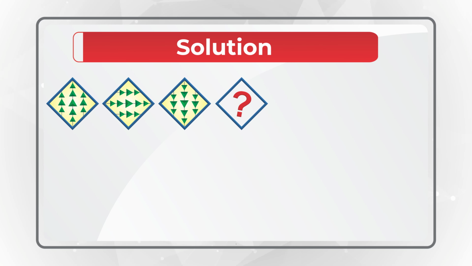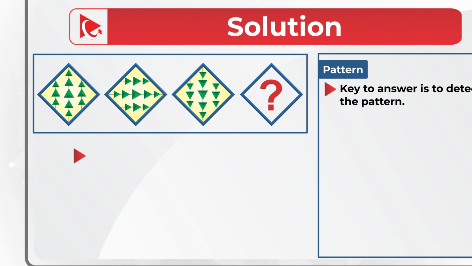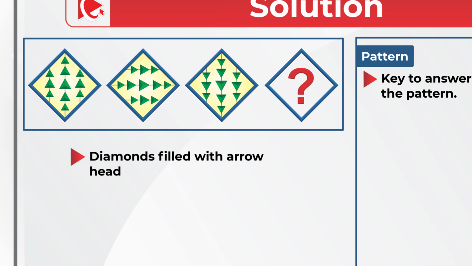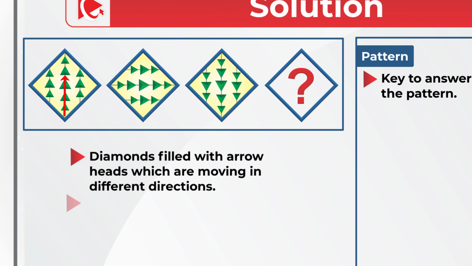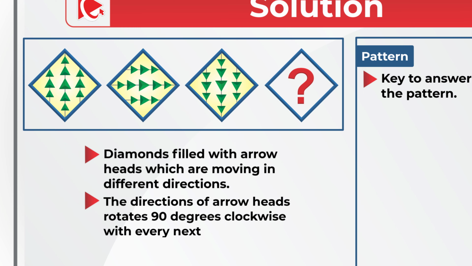As with a lot of other questions, the key to answer this question is to detect the pattern. If you look closely, you will see that diamonds are filled with arrowheads, triangles, which are moving in a different direction. The direction of the arrowheads rotates 90 degrees clockwise with every next shape in the pattern.